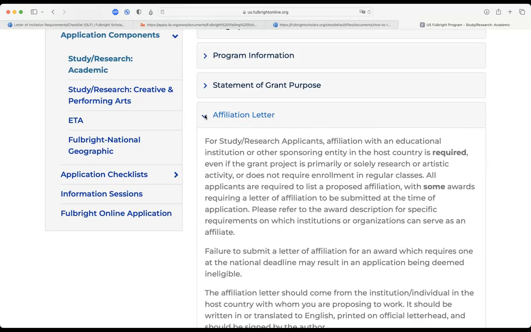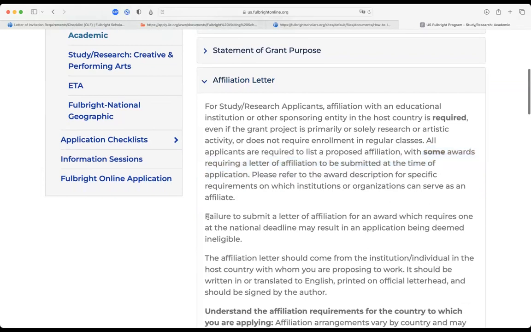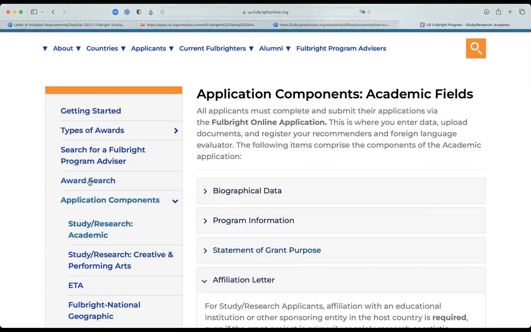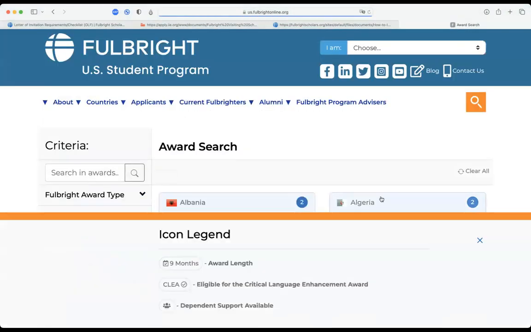So the next time that we're going to be spending is about how you would go about finding an affiliation and how you go about soliciting a letter, because there are some things that do require it and that you may have your application be judged ineligible. So let's first go ahead and do an award search. We're going to look for something that requires a letter so you can see what kinds of things might be required here.